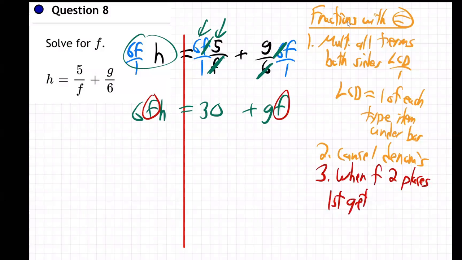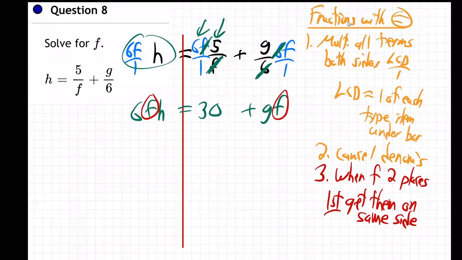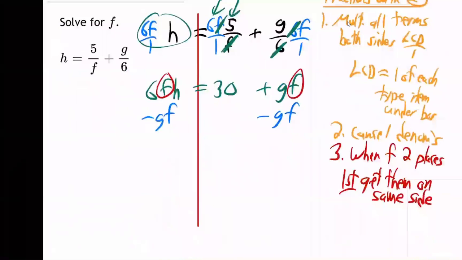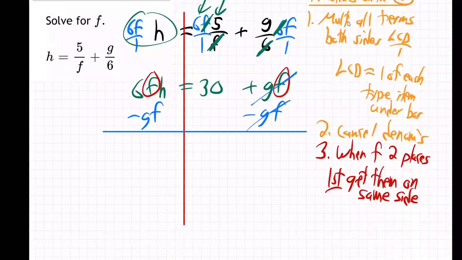First, get them on the same side. Well, how do you do that? You know how to move that. So let's get them both on the left side. Okay, so how do I get them both on the left side? I'm going to subtract GF. And whatever you do to one side, you have no choice but to do the same thing to the other. Boom, boom. So then what do we got? We got 6FH minus GF equals 30.